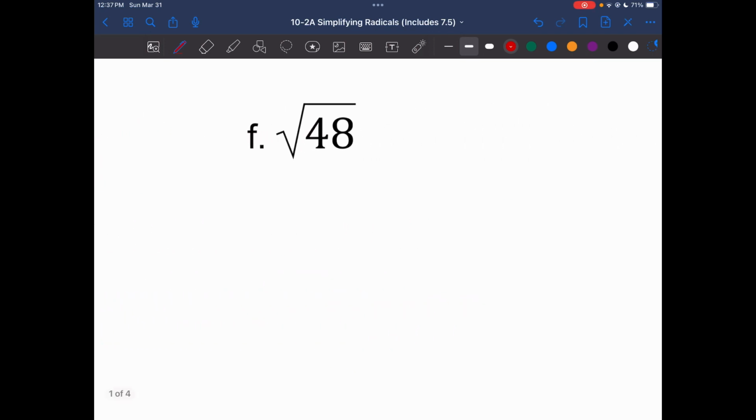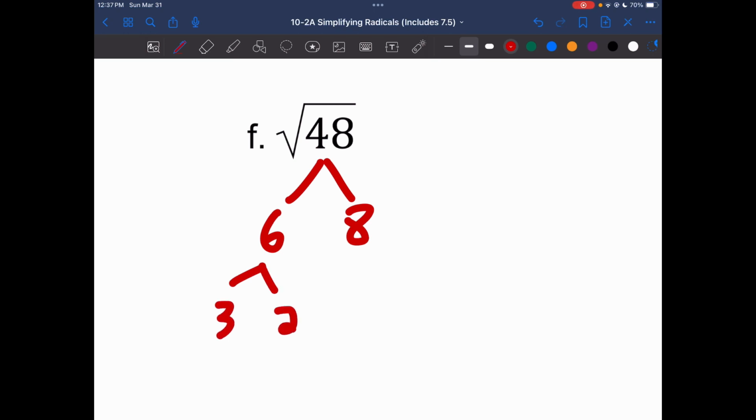Okay, letter F. We have the square root of 48, and I'm going to break it down. I know that 48 is 6 times 8. 6 we break down into 3 times 2. 8 is 2 and 4, and we break that down into 2 and 2.